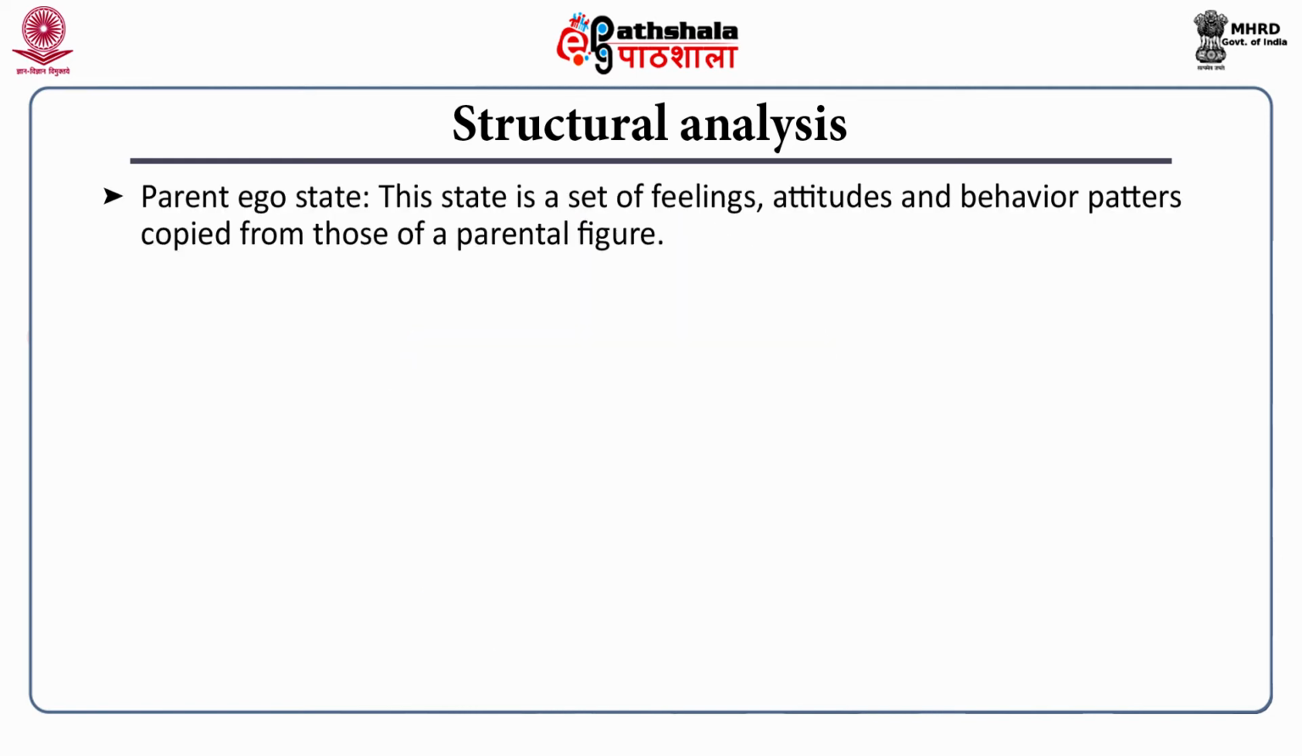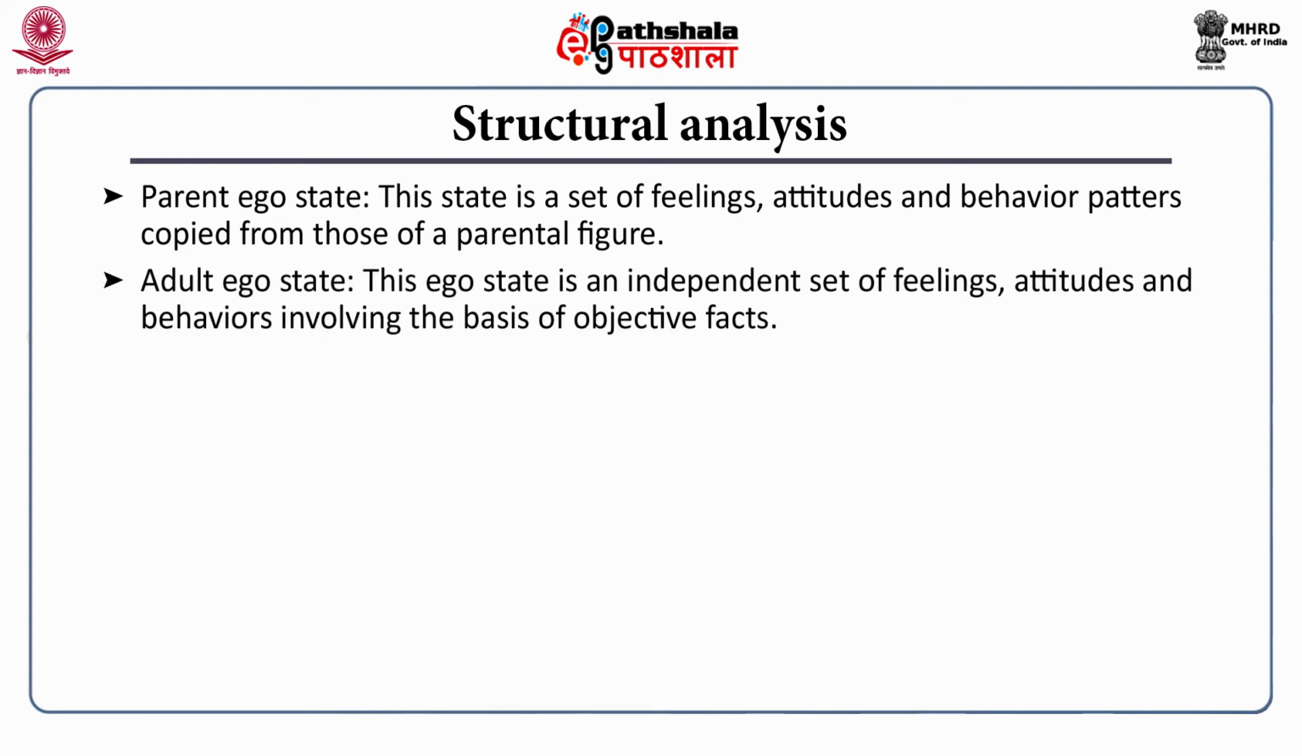child ego state, parent ego state, and adult ego state. Parent ego state. This state is a set of feelings, attitudes, and behavior patterns copied from those of the parental figures. Behavior includes prejudicial, critical, consoling, and nurturing actions.